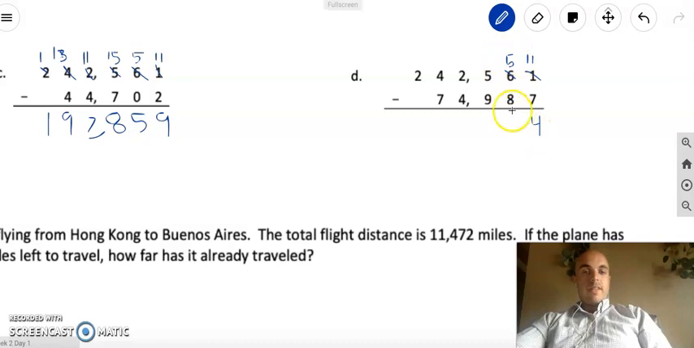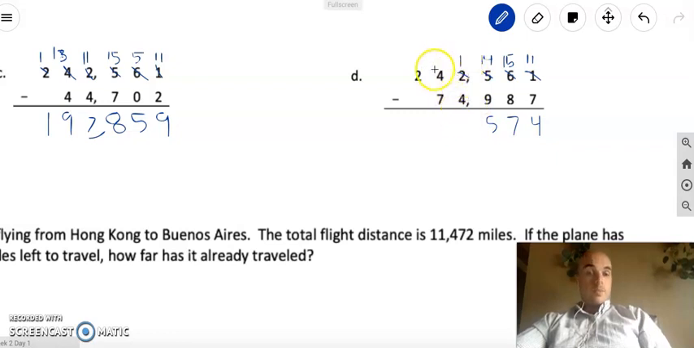Looking here, 5 minus 8 is impossible, so I need to borrow from that as well. So this is now 4, this is 15. 15 minus 8 is 7. Now moving on, 4 minus 9, still impossible. I need to borrow. A lot of borrowing in this one. Bring it over here, 14. 14 minus 9 is 5.